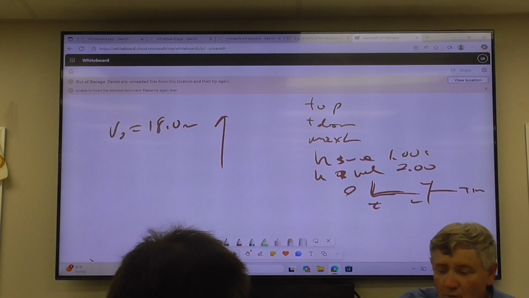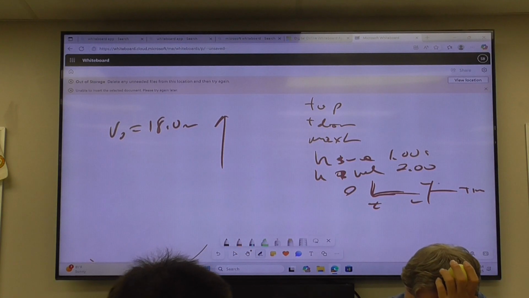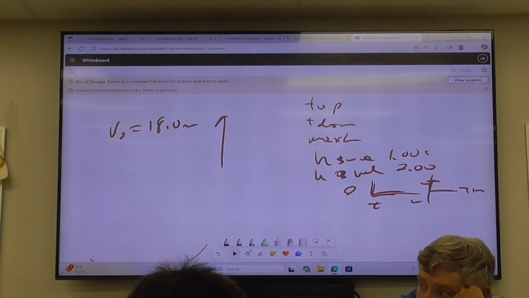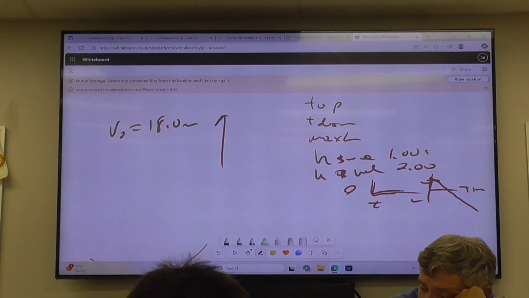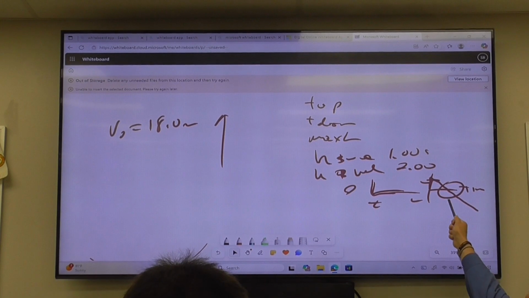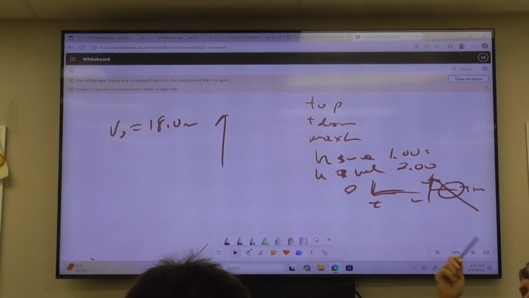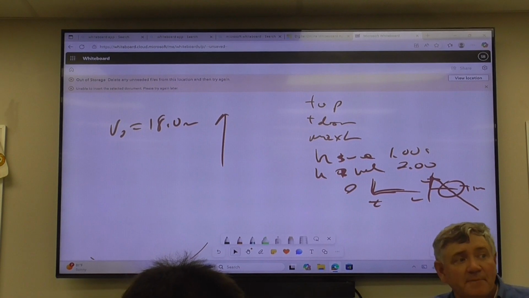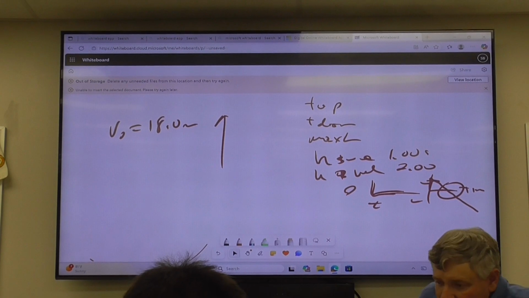Speaking of velocity time graphs, what's my velocity time graph going to look like? It's going to start at 18 and slow down. This is my velocity time graph. Where's the ball when it crosses 0? The very top. It's maximum height, because that's when the velocity is 0. That's it slowing down, stopping, and getting back up.